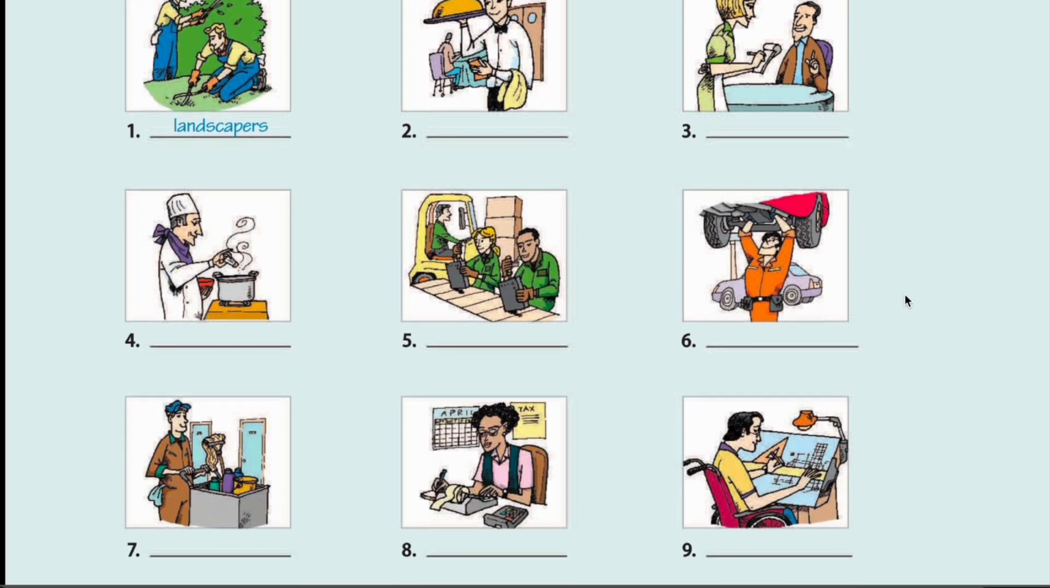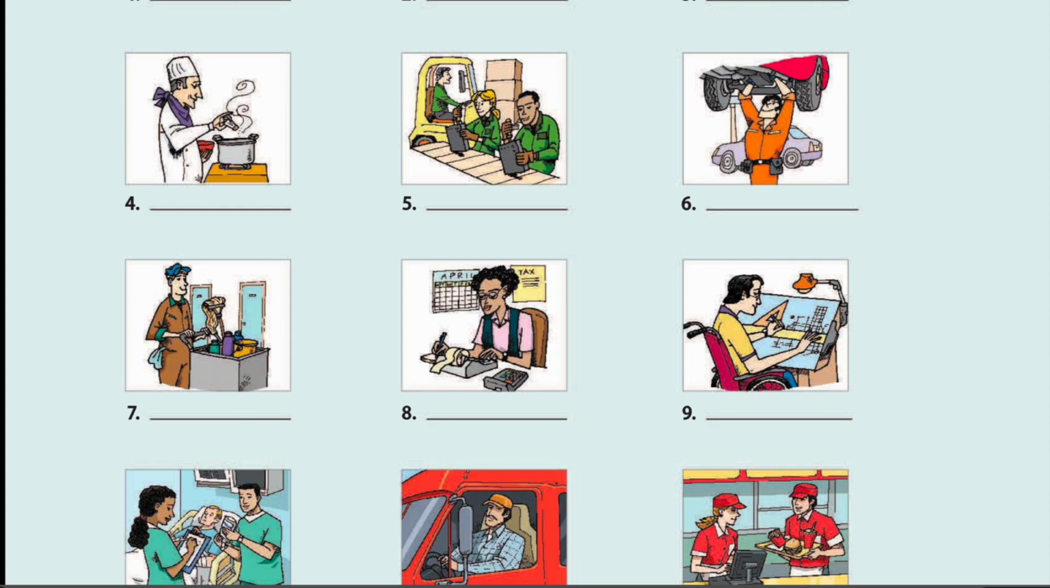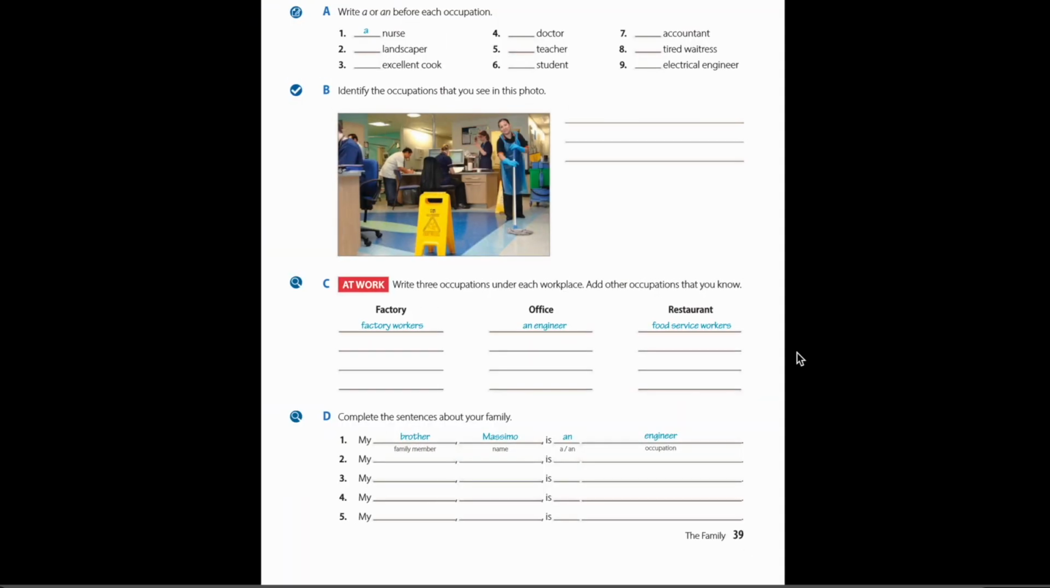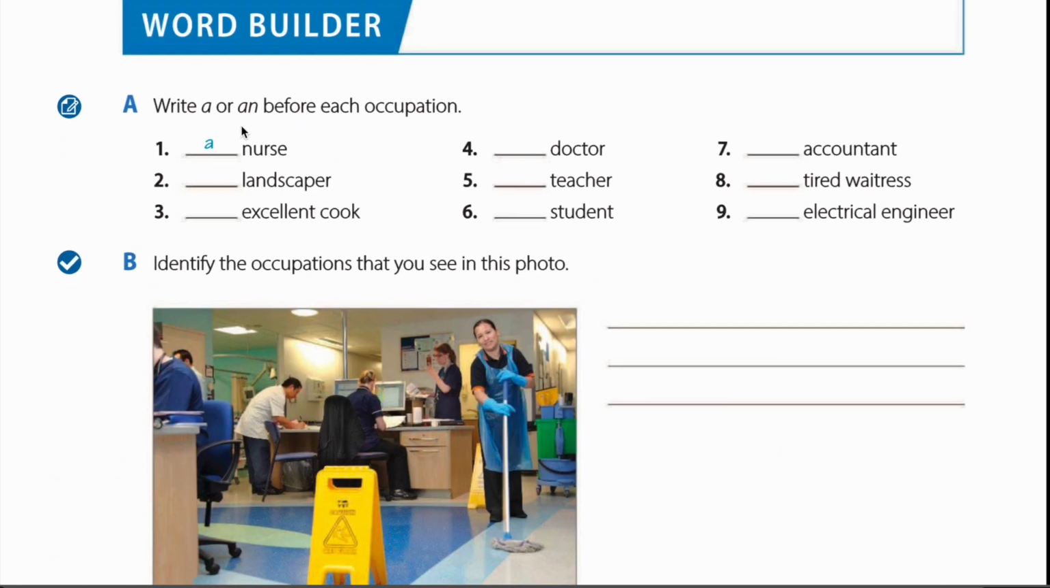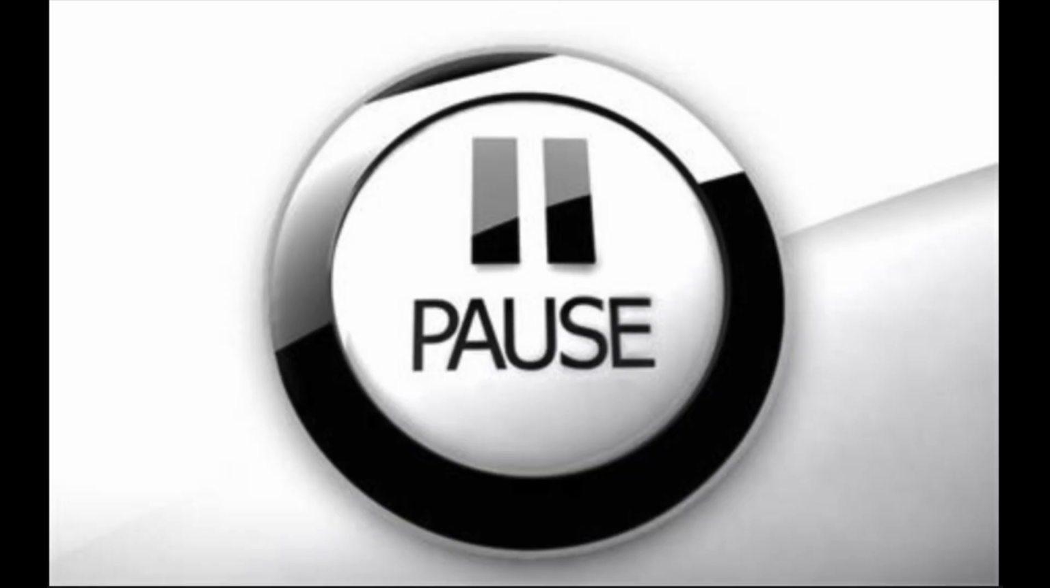So now let's move on to page 39. On page 39, you're going to use the articles A or AN before each occupation. For example, nurse. The first sound of the word nurse is a consonant sound. That's why you use a nurse. All right. So do the same with all the others. Pause the video and we'll see the answers when we get back.